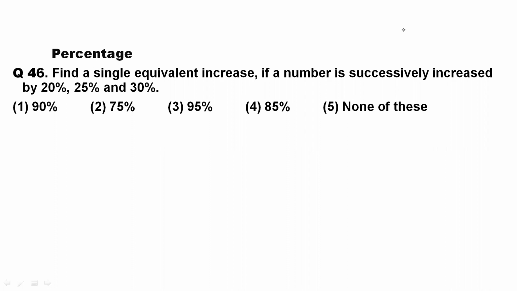In that question, what we have to find is the single equivalent increment, right? For these 3%, you have a lot of formulas and a lot of shortcuts. First, you can use your pillar method. You can use the xy method, the xyz method, and the fractional method. There are a lot of methods we have done in percentage basics.